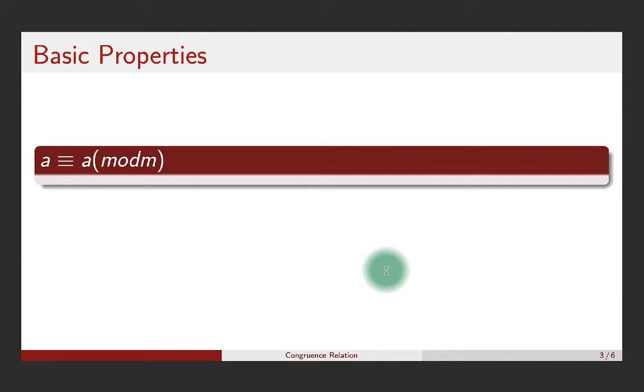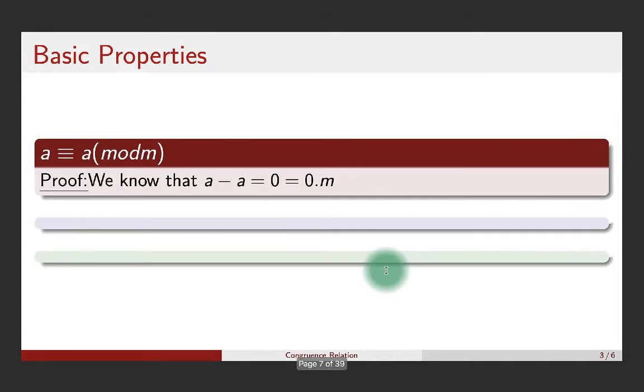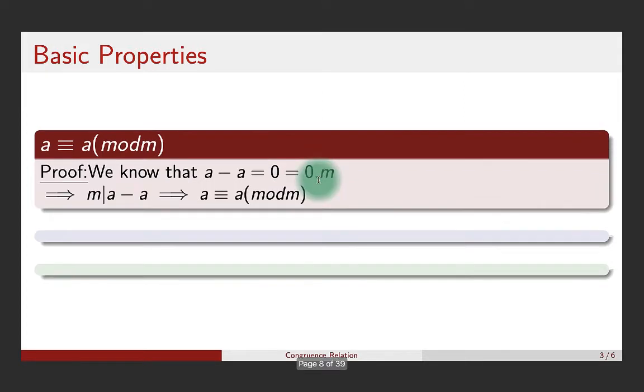Let's consider some basic properties of this relation. First relation is a is congruent to a modulo m. That is, we claim that the relation is reflexive. Proof: we know that a minus a is equal to 0, which can also be expressed as a multiple of m. That implies that m divides the difference a minus a, which means that a is congruent to a itself.